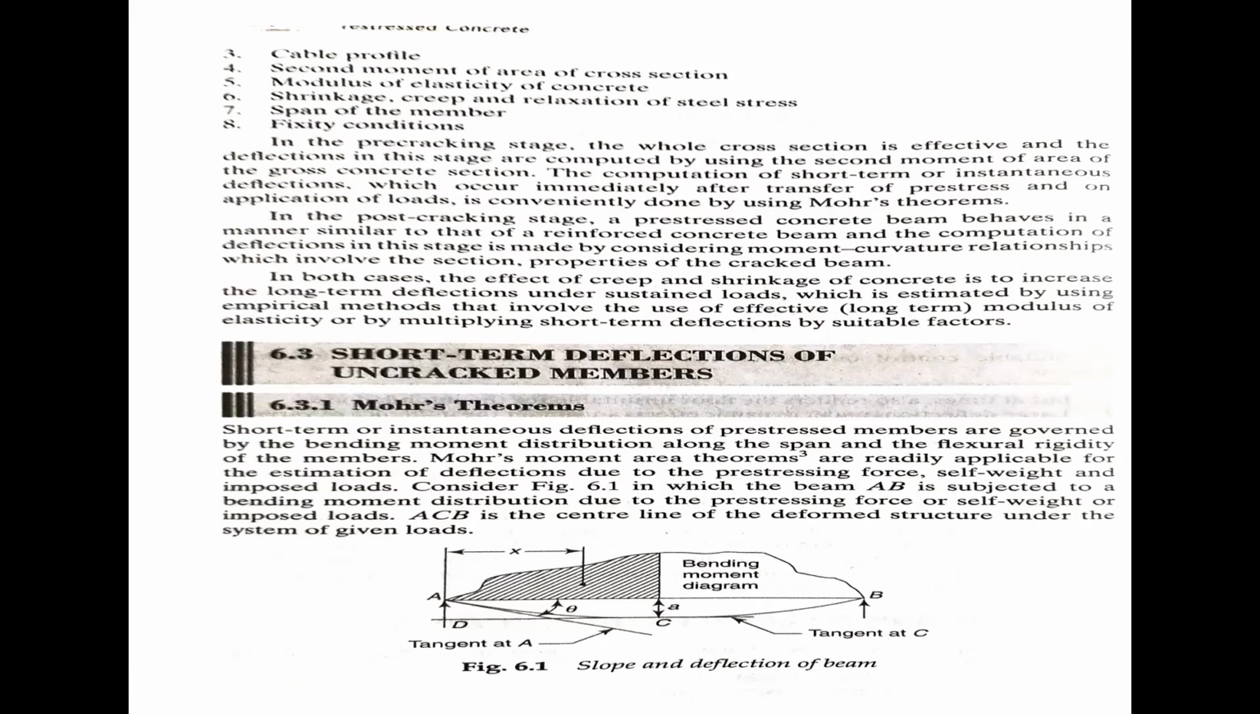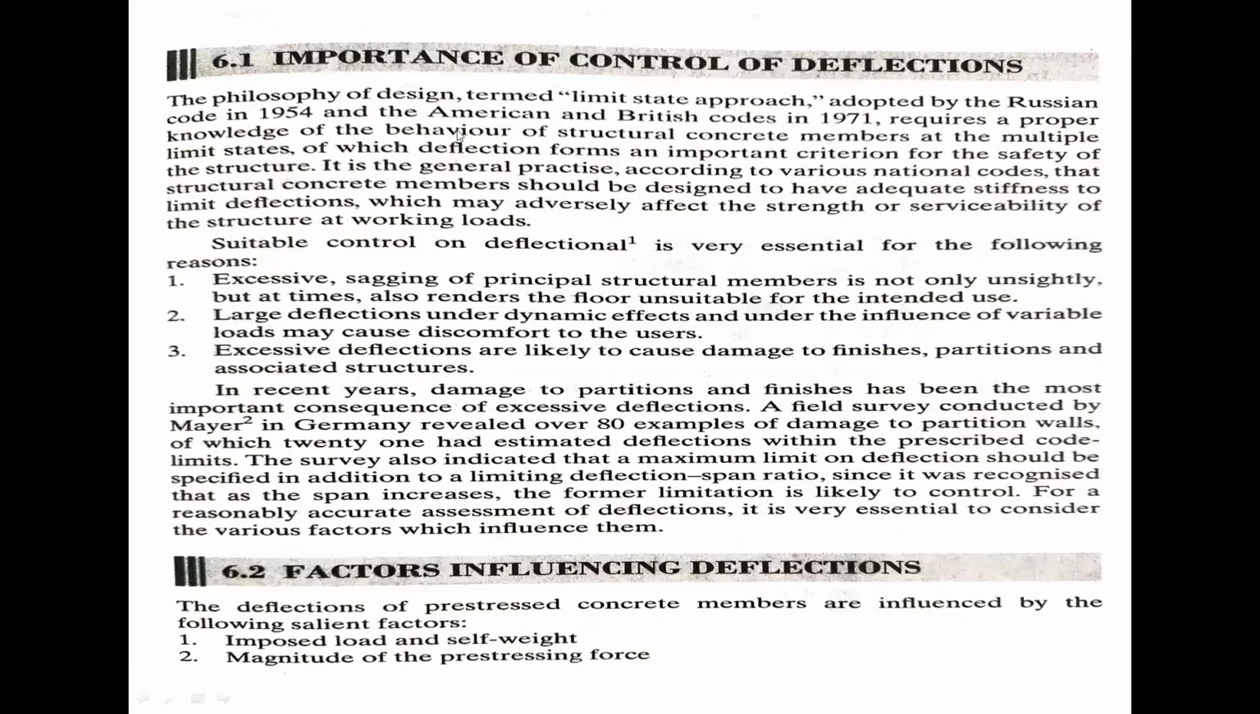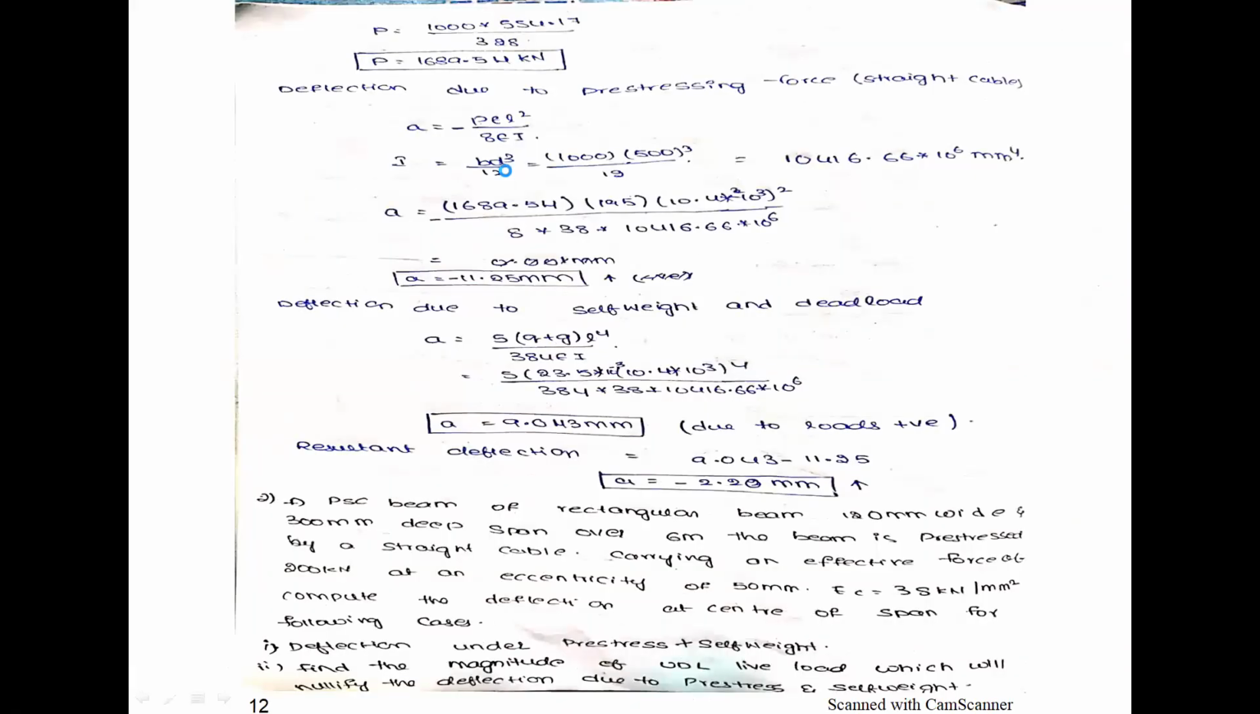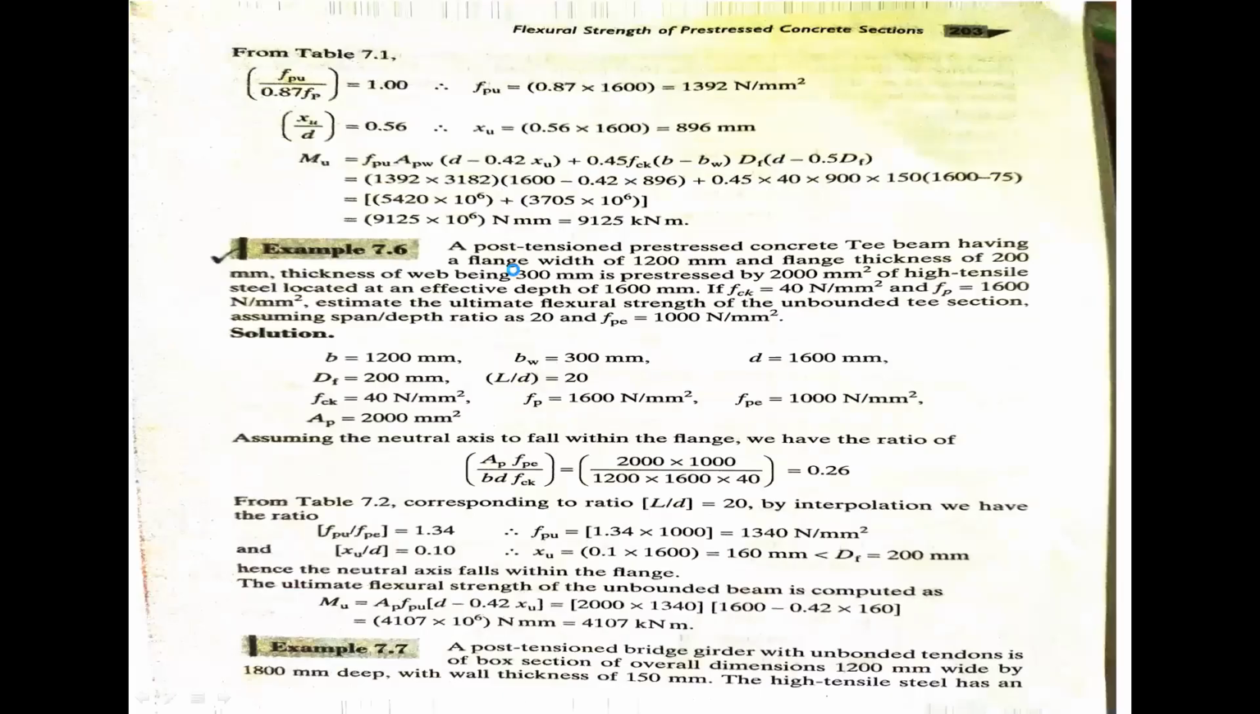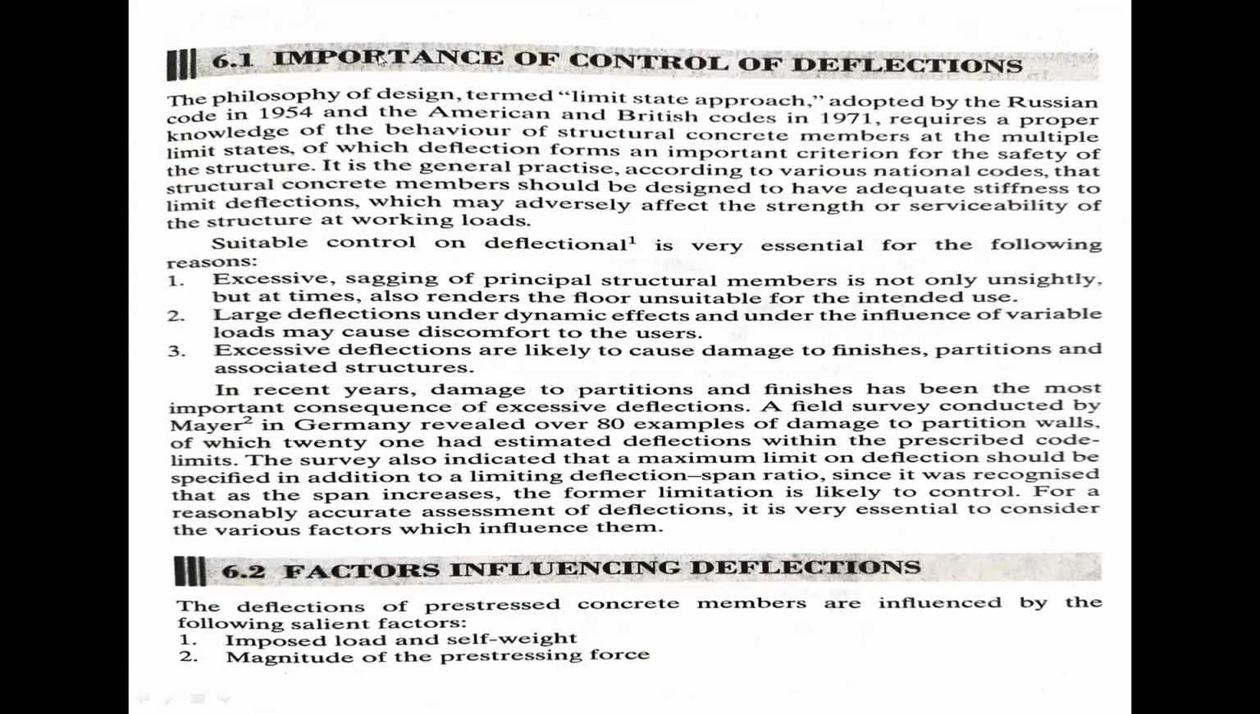See another topic, short-term deflection of uncracked members using Mohr's theorem, section 6.3.1. I will explain this next class. Today we discussed post-tensioning example problems for box girder, rectangular girder and T-beam. I have to calculate another important topic, control of deflection, in these conditions.